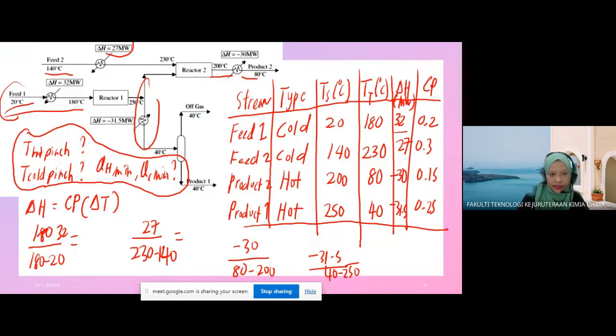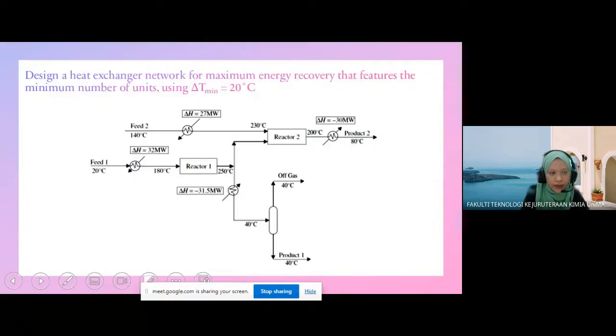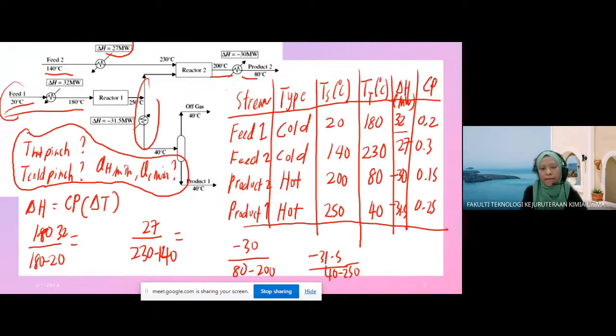So you have this. What's the question just now? Using delta T min, you need to use delta T min equal to 20. Okay, now what is the first step to construct the problem table algorithm? You need to have the shifted temperature, Ts star and Tt star, right?